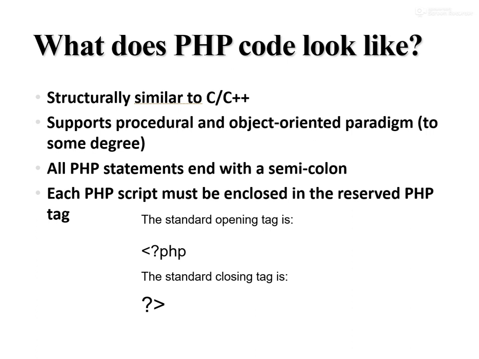Okay, what does PHP code look like? As I told you previously, structurally it is similar to C or C++, and it also supports procedural and object oriented paradigms to some degree. Procedural means that you can add functions into your PHP code, and object oriented is like in C++ where we have classes. All PHP statements end with a semicolon, same as in C or C++, where each statement ends with a semicolon.